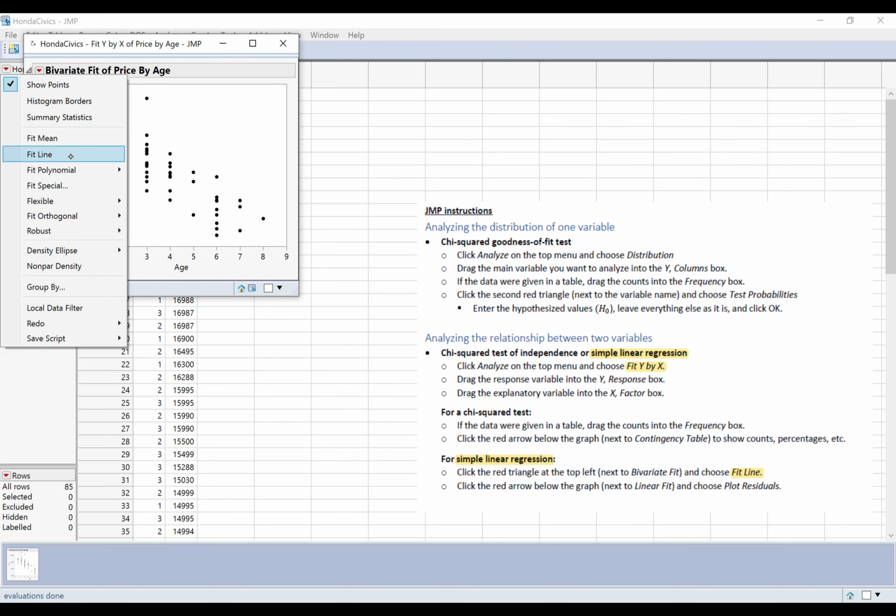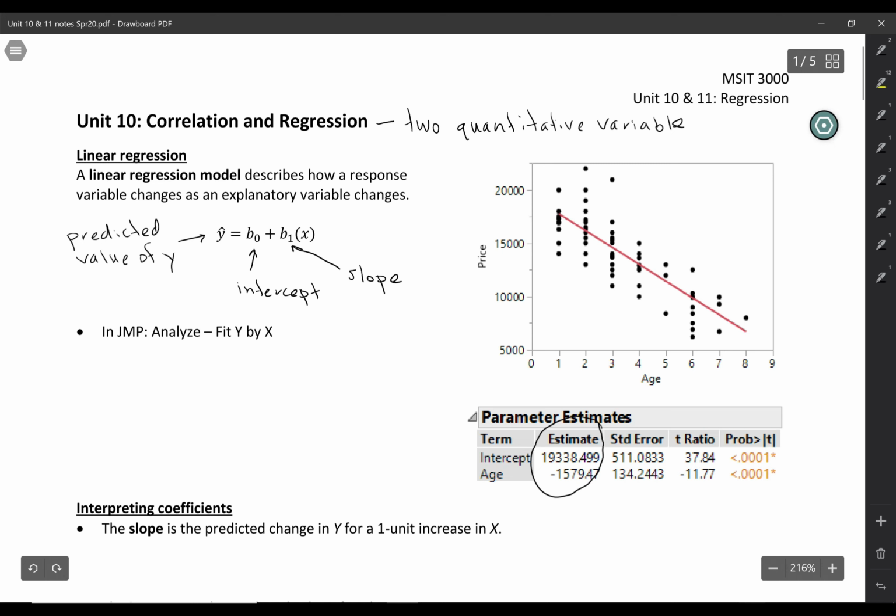Okay, so right here in the parameter estimates table, this is giving us the slope and intercept of the line. So we're using these numbers right here. So we have y hat, remember that's our predicted price in this situation. And I'm going to round to 2 decimal places since we're talking about money. So 19,338 and 50 cents, that's the intercept, minus 1,579.47, that's the slope, and then age. So x that we're plugging in there, that's the age of the car, and y hat, that's the predicted price of the car.